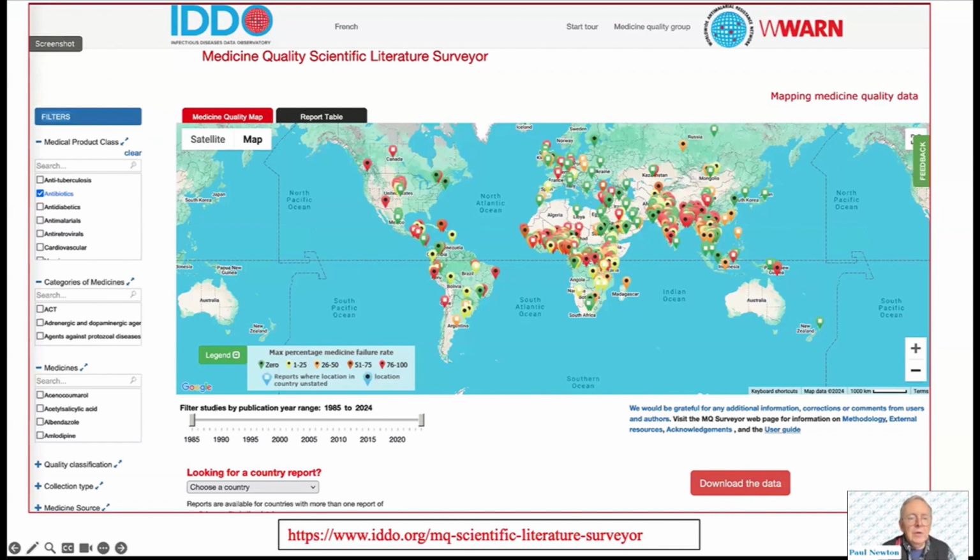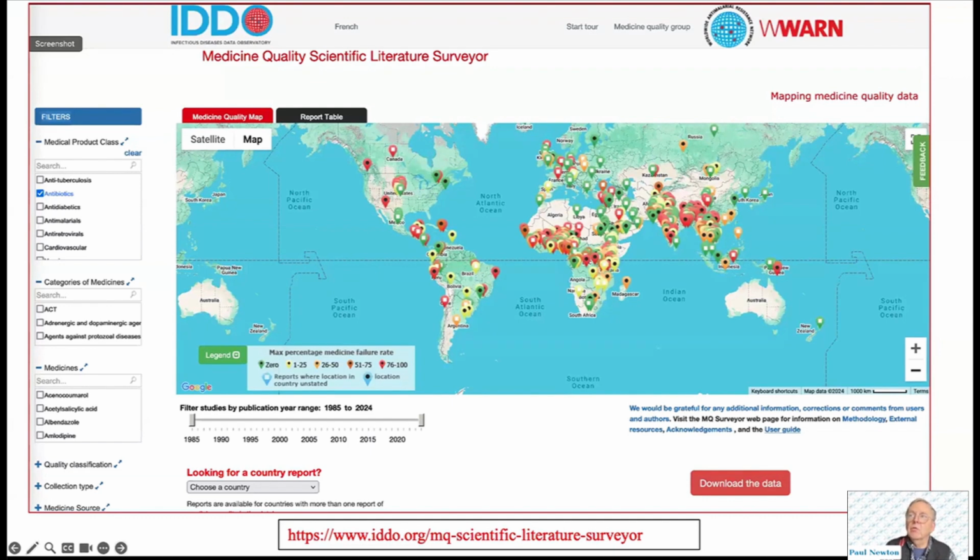This is a map that I extracted yesterday of the global reports from the scientific literature of the quality of antibiotics. As you can see, there are many reports globally. Red is not good, green is good, as illustrated on the scale in the middle. There's probably more reports which would be green, but probably unpublished.